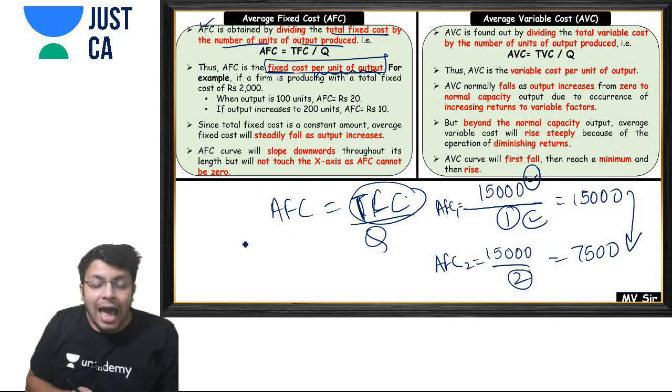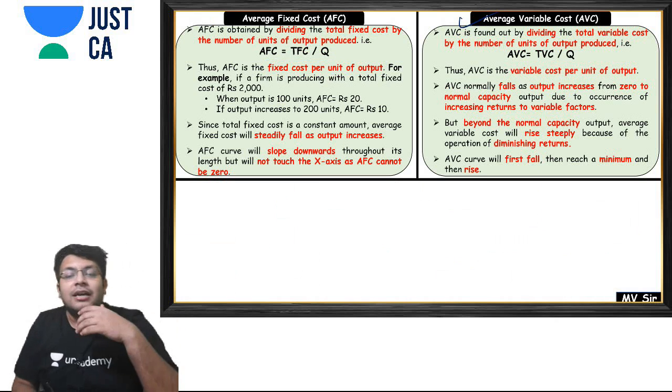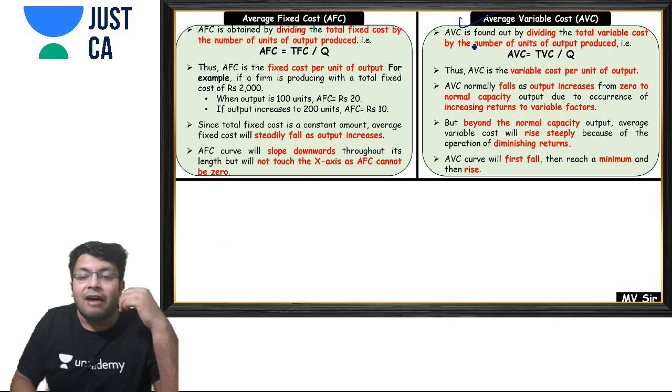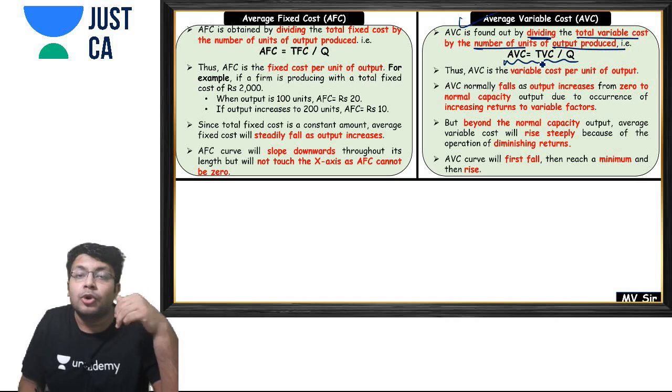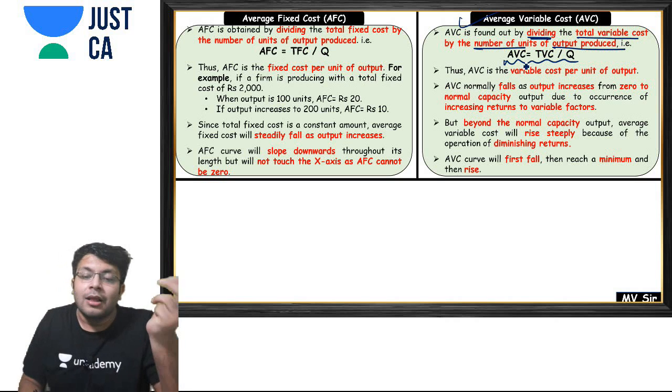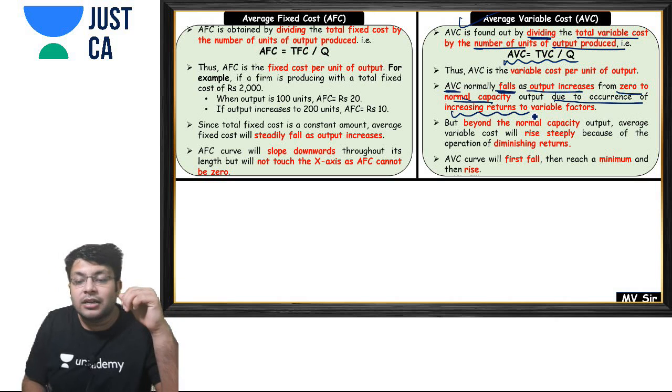Next is, my friends, the average variable cost curve. So what happens under the average variable cost curve? See, the average variable cost curve is found out by dividing the total variable cost by the number of units of output produced. That is, average variable cost will be equal to total variable cost upon Q. Simple. So see, the average variable cost curve normally falls as the output increases from 0 to normal capacity due to the occurrence of increasing returns to variable factor.